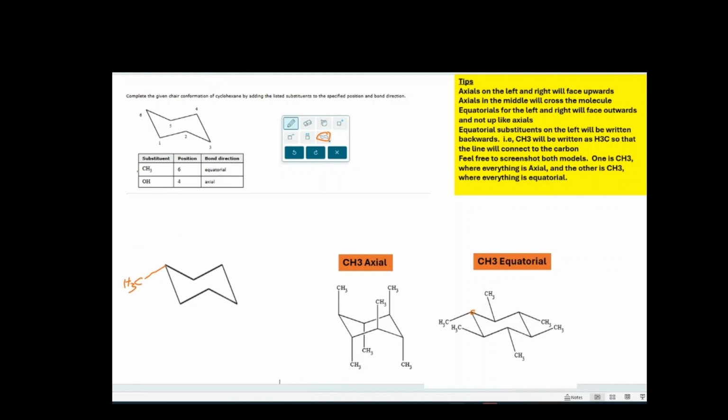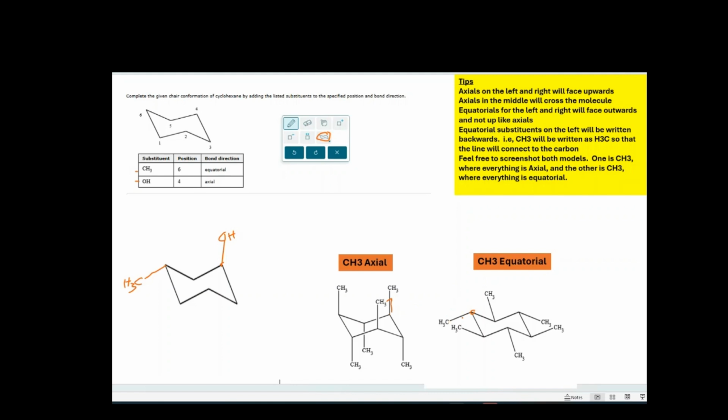Next up, I see that I have OH on position number 4, and it's going to be axial. So I'm going to circle position number 4 right here. And then what I'm going to do is I can look at my axial, and I see that on position 4 axial, it's going to go in the upwards direction. So I'm just going to write a line up right here. And then I'm just going to write OH. So again, fairly simple. You can just follow the system that's here on the question.